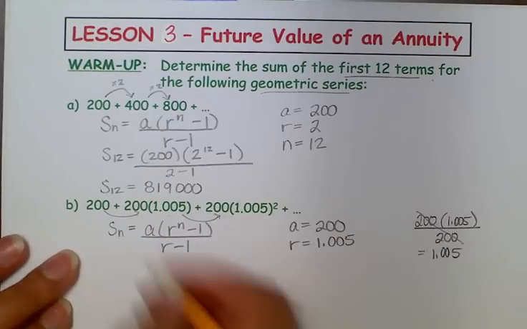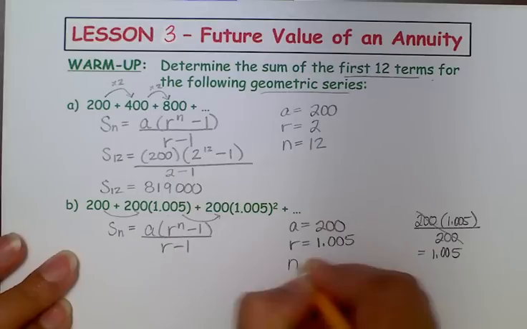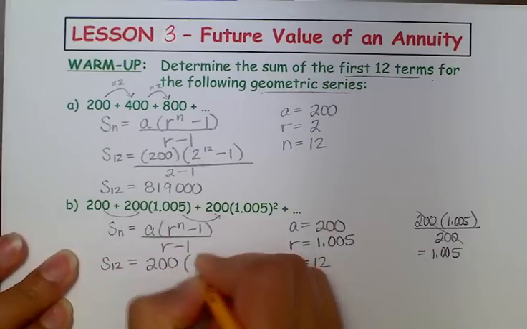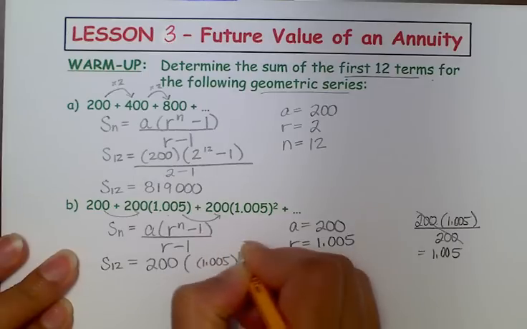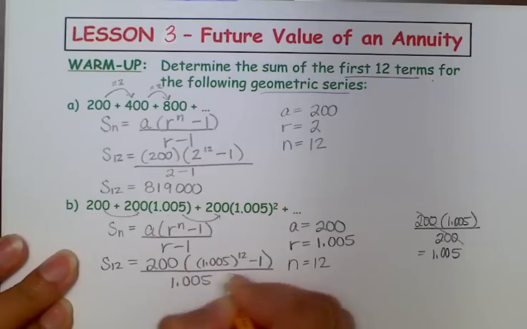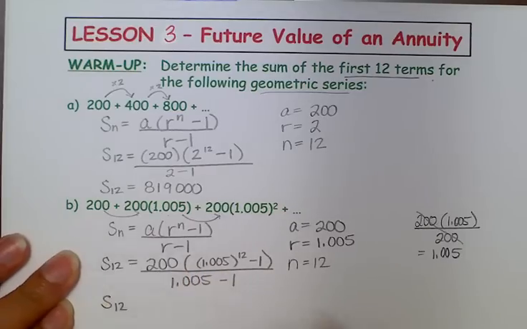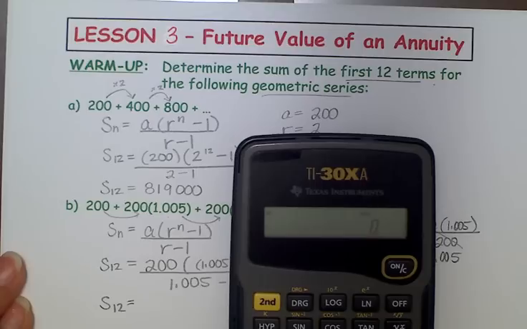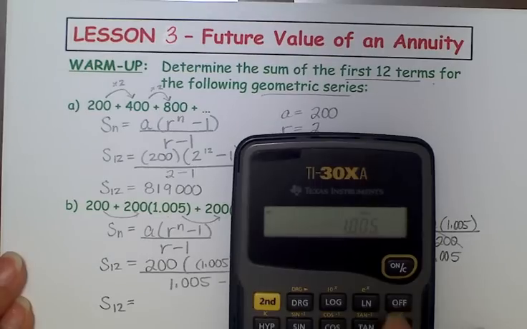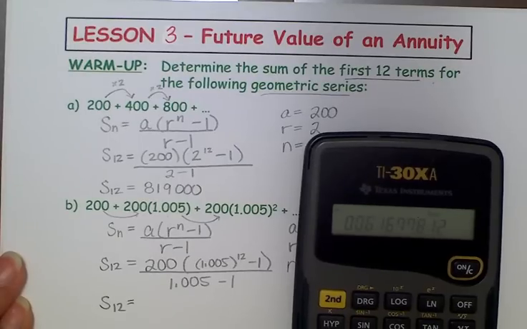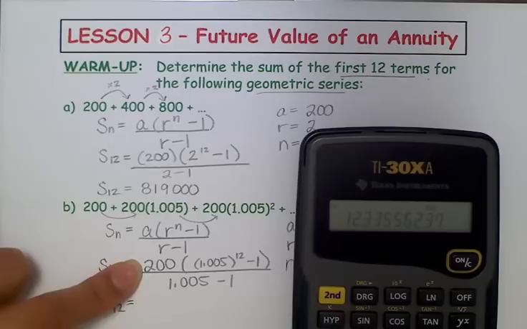Okay, so if I plug in the information I know, then I get the sum of the first 12 terms equals 200 times 1.005 to the exponent 12 minus 1, all over 1.005 minus 1. And if I simplify this and evaluate it on my calculator, I get 200 times bracket 1.005 to the exponent 12 minus 1 end bracket. Now if I press equals, that'll give me the answer in the numerator. So that's the numerator part only.